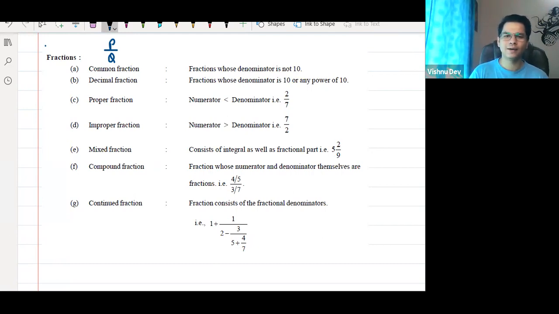Okay, so now this P is called the numerator. I hope all of you know this. This P is called the numerator, and this Q is called the denominator.